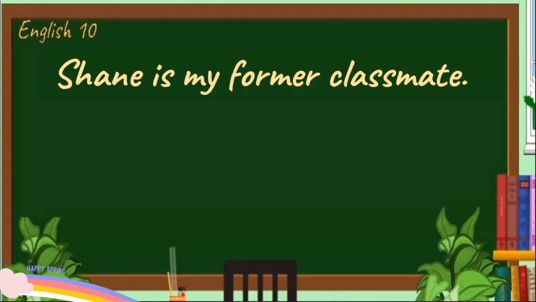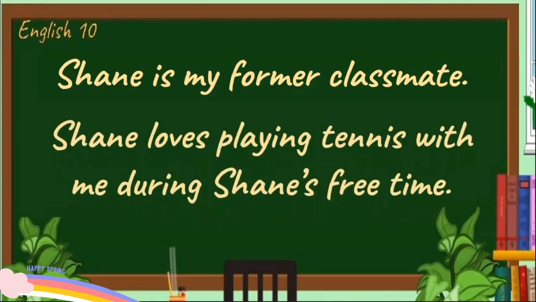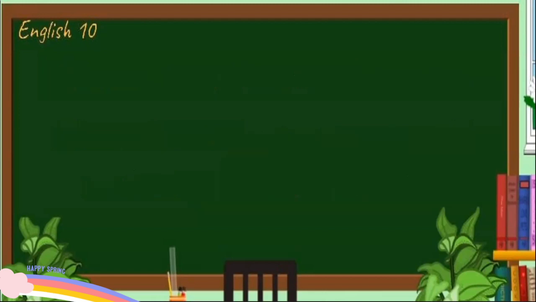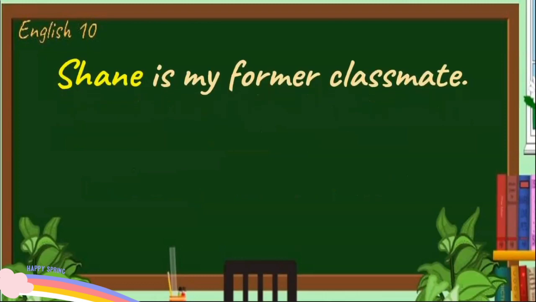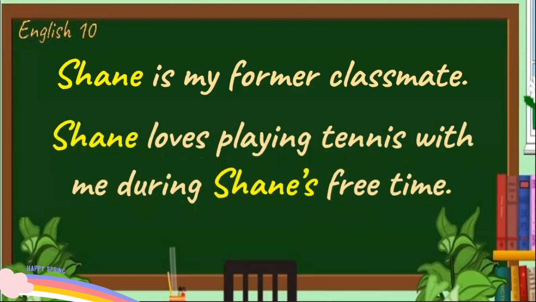To have a clear picture of pronoun, let's read these 2 sentences. Shane is my former classmate. Shane loves playing tennis with me during Shane's free time. What have you noticed? In these 2 sentences, there are 2 things that are very obvious. First is that we are talking about Shane. And second is that we have repeated the name Shane twice.